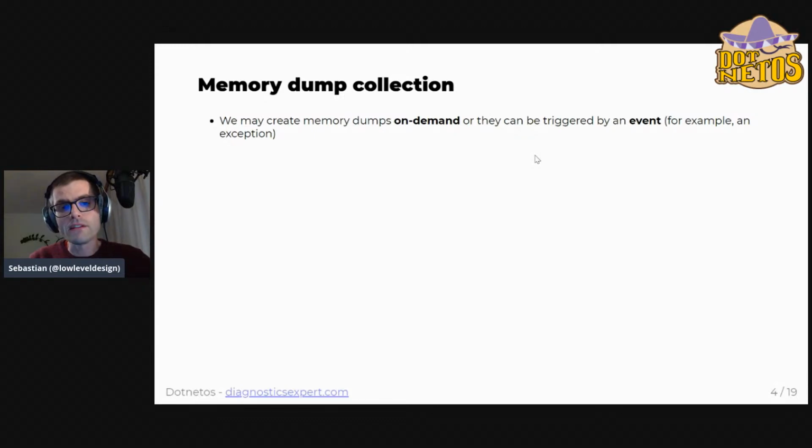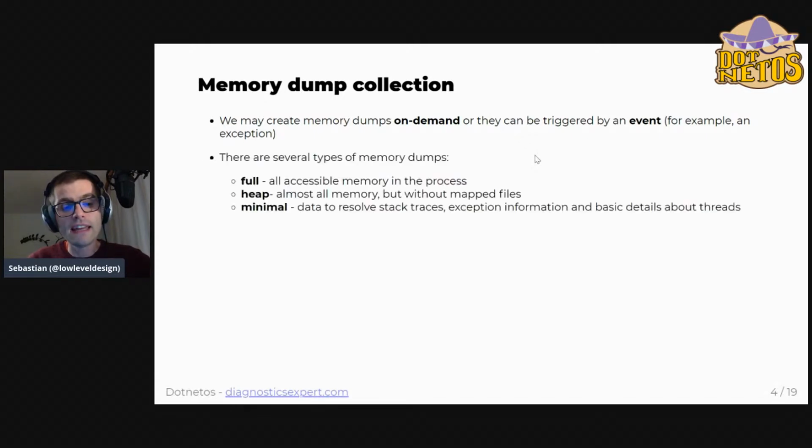Another way of creating a memory dump is by relying on an event. This could be an exception, but it could also be memory consumption. For example, when the memory grows to some level, we want to create a memory dump automatically. The default configuration in operating systems quite often is to create a memory dump when a crash in the application happens. And as I already mentioned, we usually think of 3 types of memory dumps.